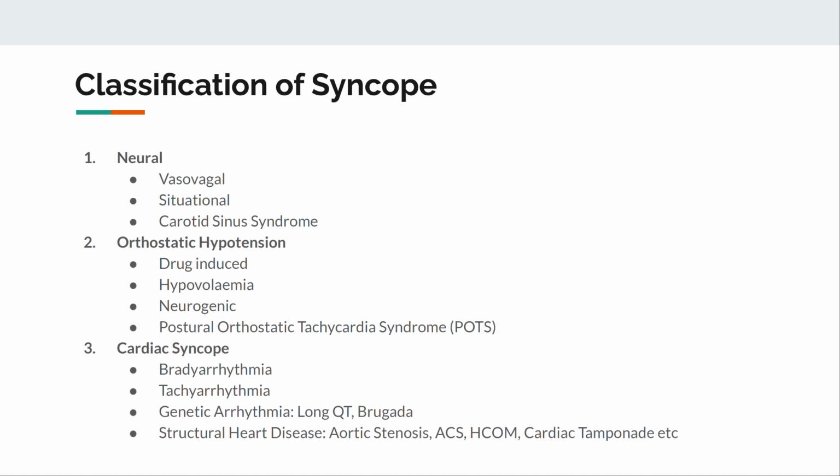So it can be neural, orthostatic, or cardiac, basically. The neural causes are vasovagal, which is that massive parasympathetic outflow, which drops your cardiac output and makes you collapse for a while until you get a rebound tachycardia to restore consciousness. Situational, so some people get micturition syncope, where they pee and then pass out, or carotid sinus syndrome, which doesn't matter.